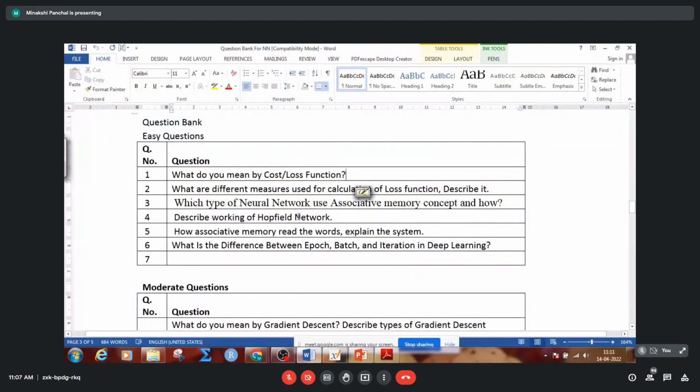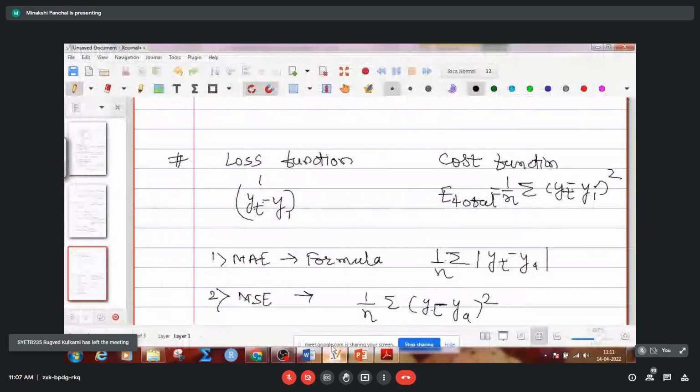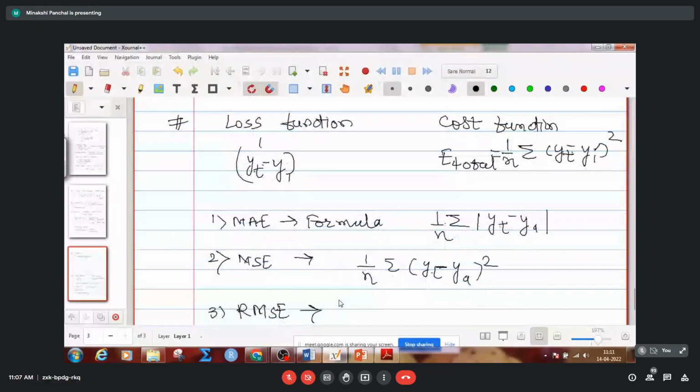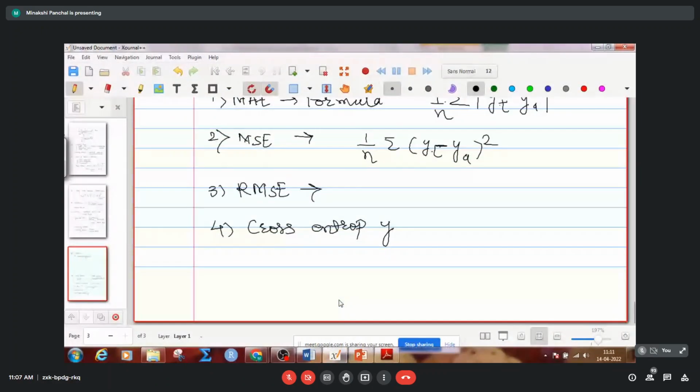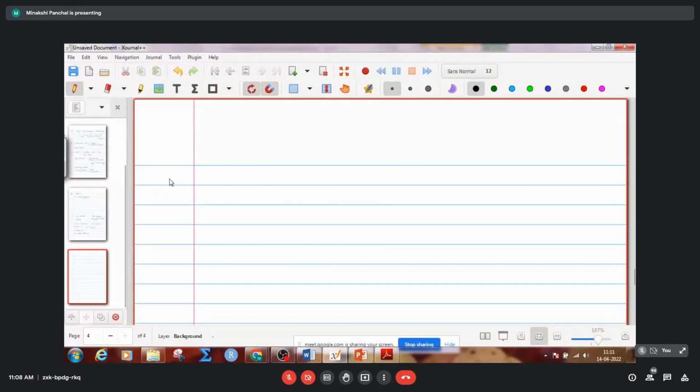Then, which type of neural network uses the associative memory concept and how? So can you give me the answer for this question? I will repeat the question. Which type of neural network uses the associative memory concept and how? हमने different neural networks पढ़े हैं. Feed forward, back propagation, recurrent. So which neural network uses associative memory? Can you tell me? Recurrent. Yes, correct. Very good.